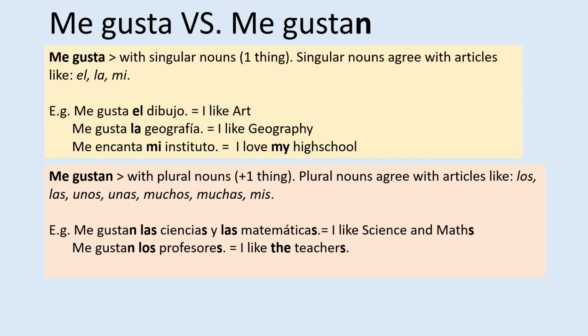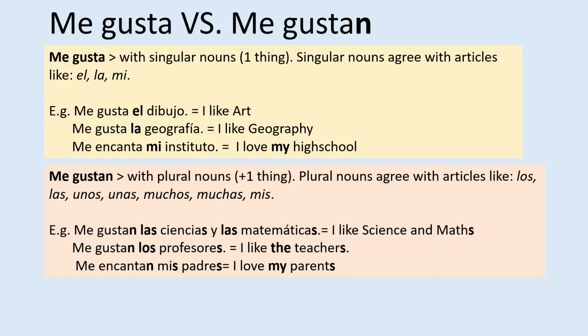I'm talking about several teachers. So I'm going to add that N in me gustan. Let's say that the N in me gusta is like the S in nouns. Yes, we can more or less say that. And me encantan mis padres. I love my parents. So same thing. I'm not talking about just my dad or my mom. I'm talking about both. So me encantan. I need that N.